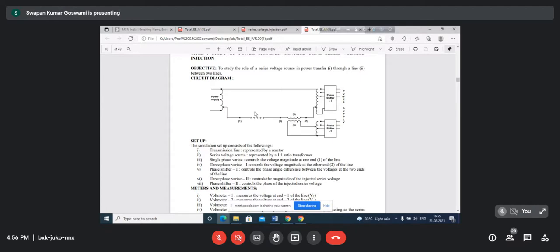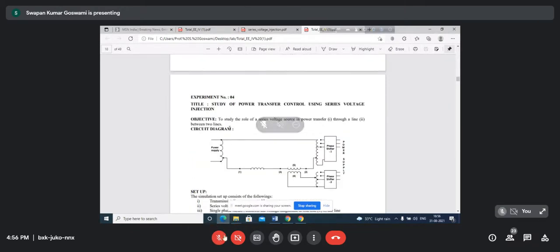Because we already studied that if you want to transmit power from one end to another, you have to maintain a phase angle difference. And in which direction will active power flow? Can anybody tell me, in any run, in which direction active power will actually flow?